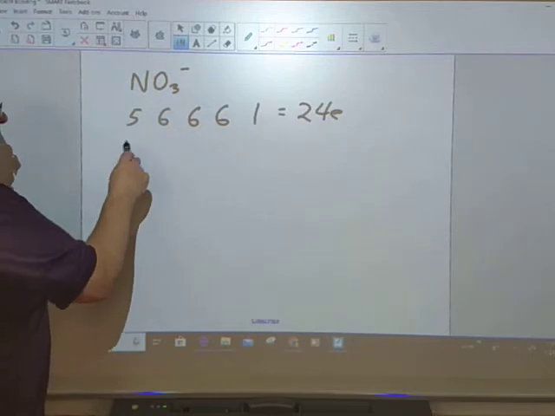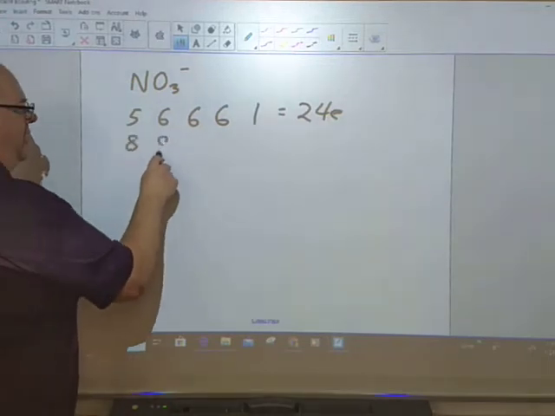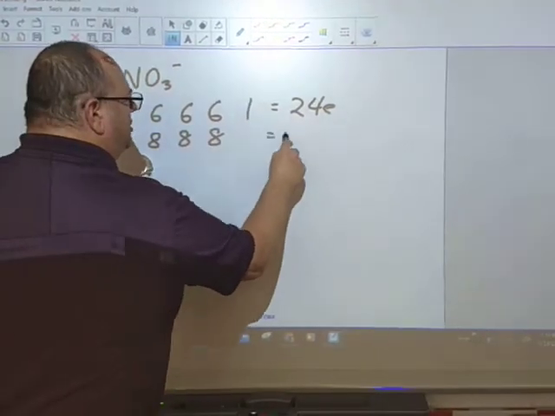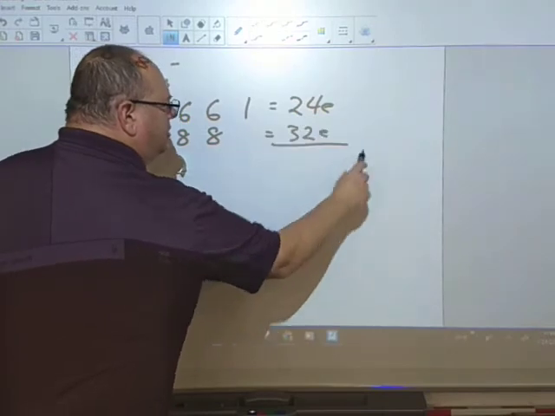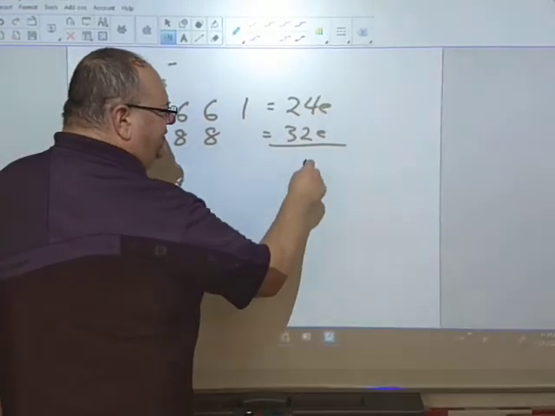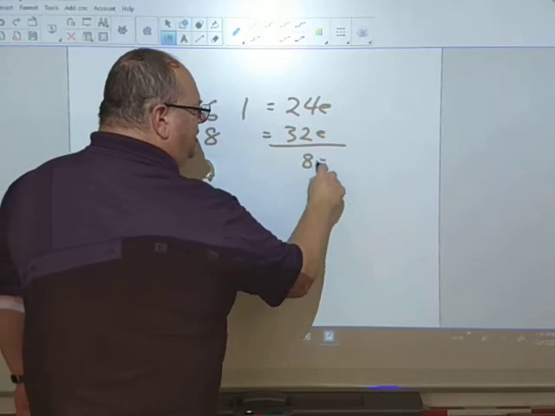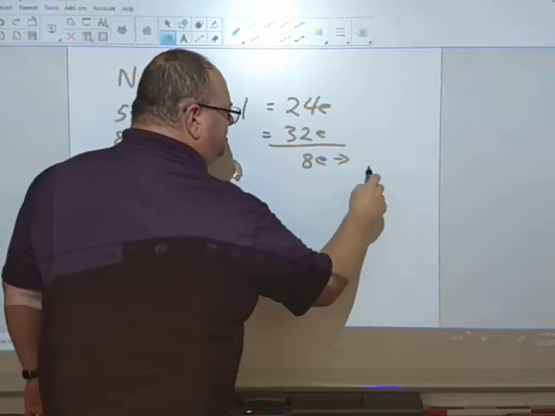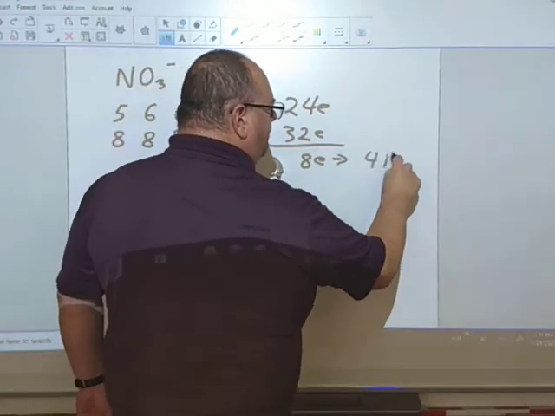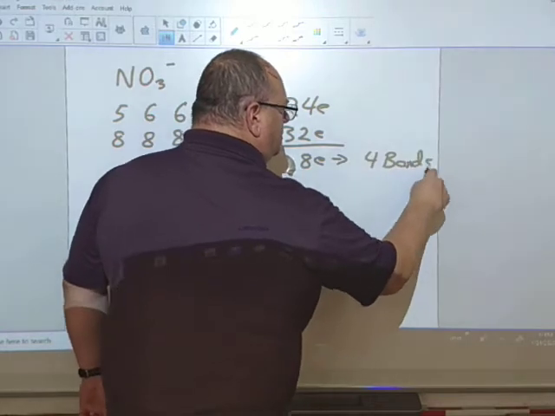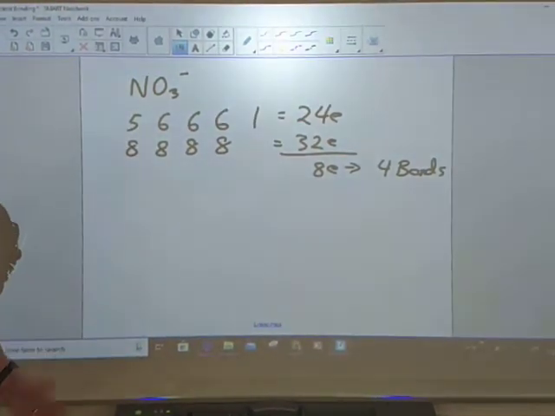Okay, step 2, how many do they want? 8, 8, 8, 8, 32. And that means that they've got to share 8, which is going to mean 4 bonds. Okay? 4 bonds.